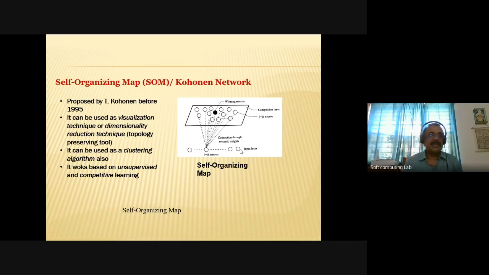So the same principle of competition, cooperation, and updating has been used in the self-organizing map, and this particular coherent network or self-organizing map can be very efficiently used as a clustering tool. While discussing fuzzy logic and fuzzy sets, I told that based on the similarity, clusters could be made. Here also, from higher dimensional data, we can map it to a lower dimension, and based on the similarity, we can also form some clusters.